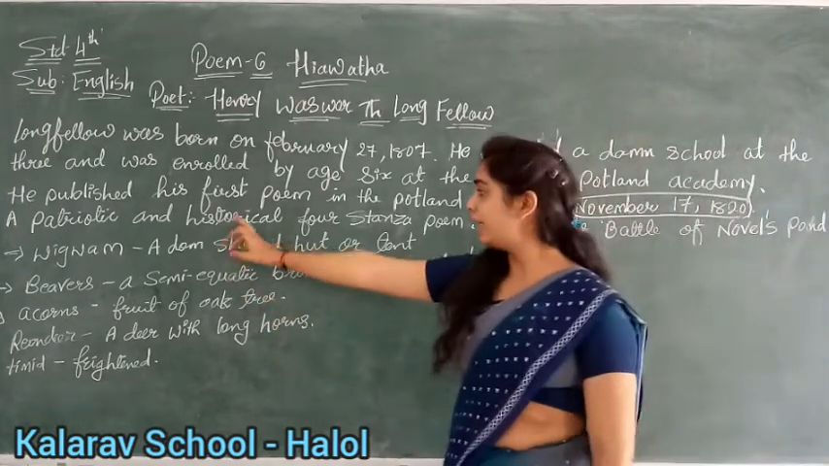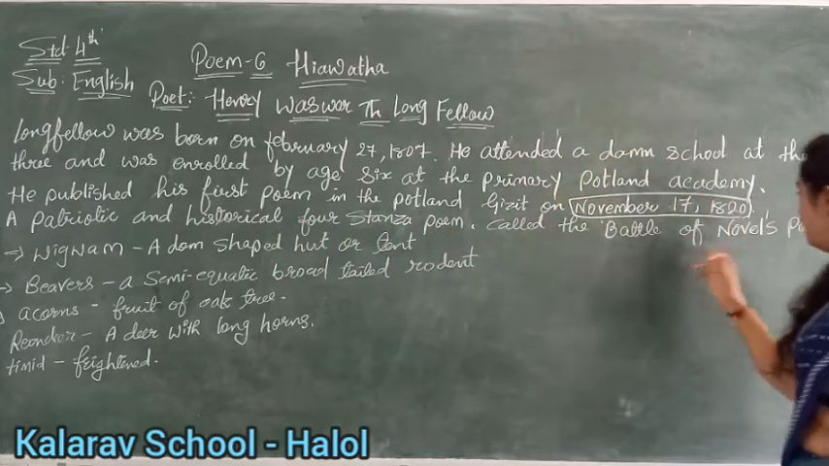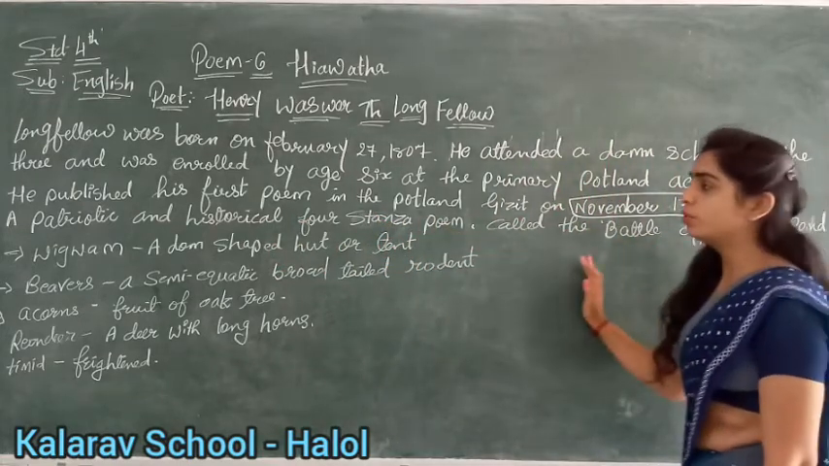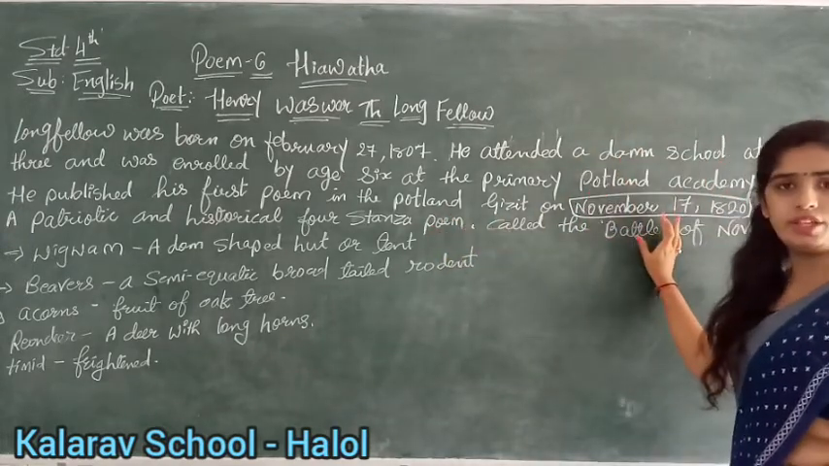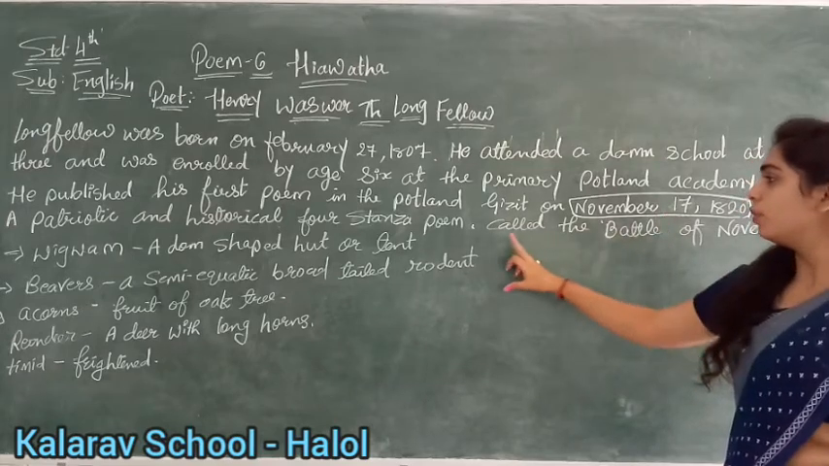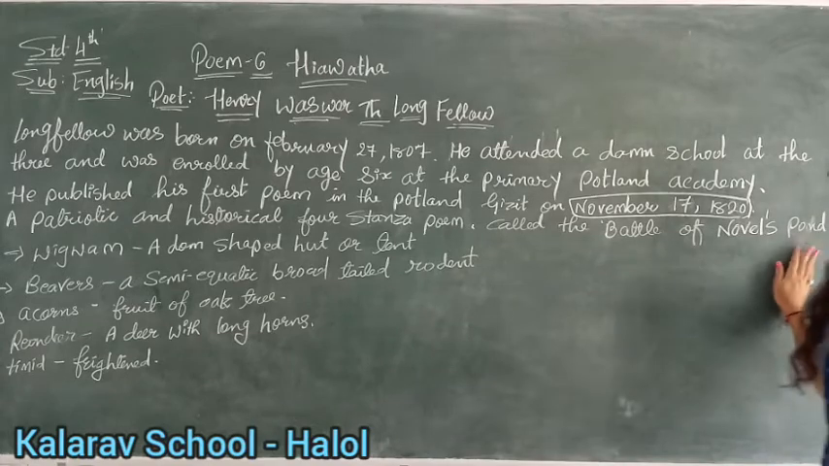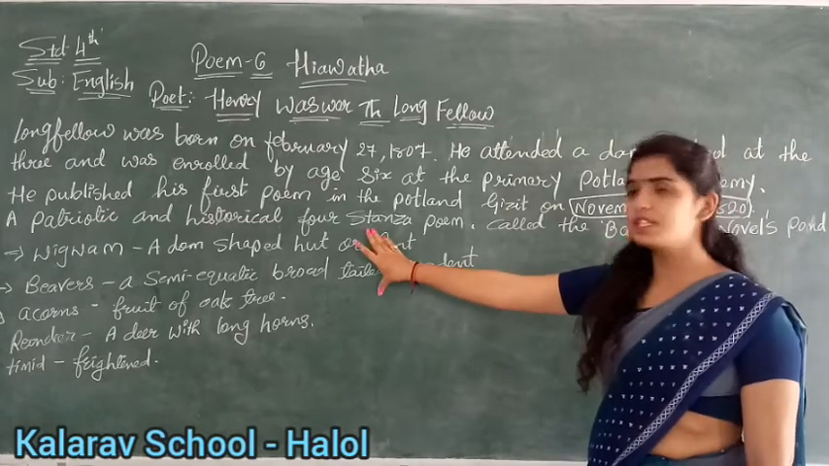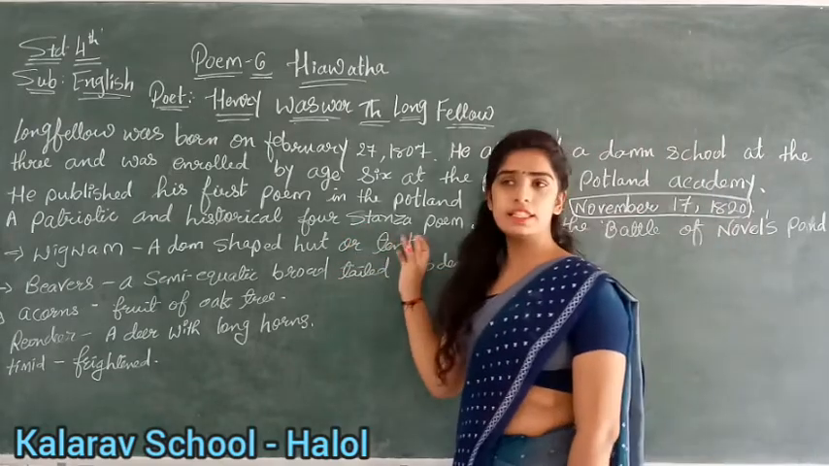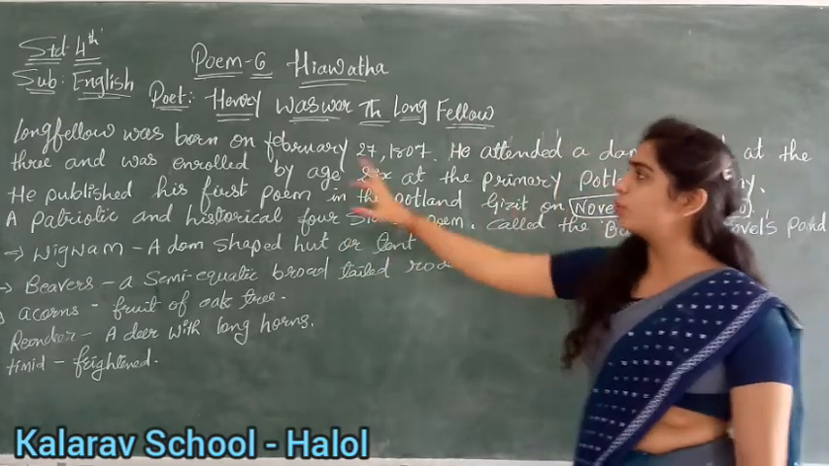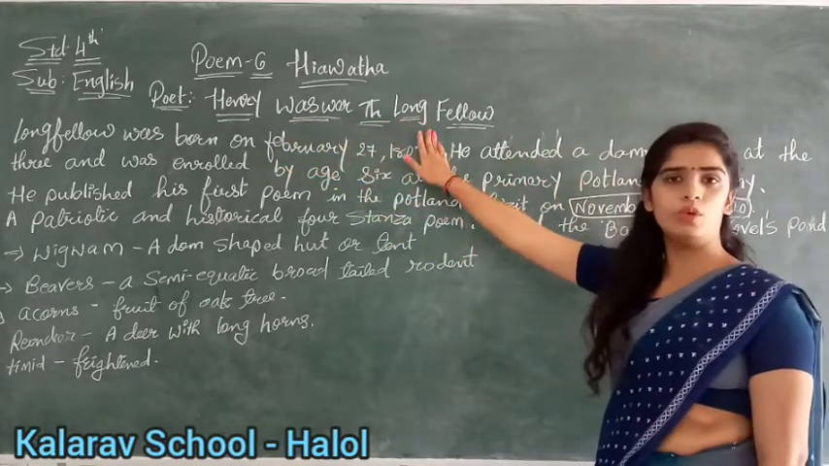A patriotic and historical four-stanza poem called The Battle of Lovell's Pond. What was the name of the poem? He published the poem on November 17, 1820. The poem's name was The Battle of Lovell's Pond. How many stanzas was the poem? It was a four-stanza poem. So, this is a small description about the poet Henry Wadsworth Longfellow.